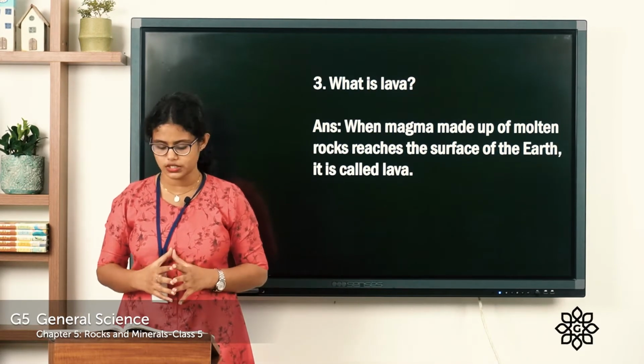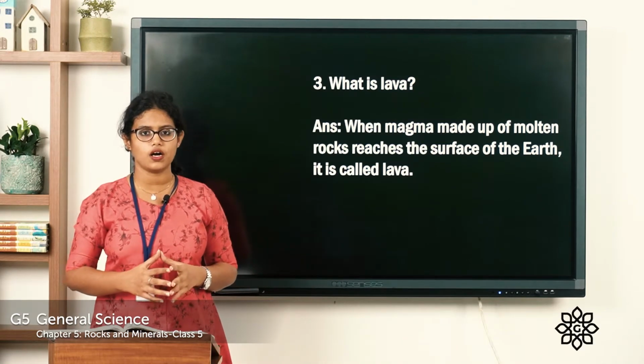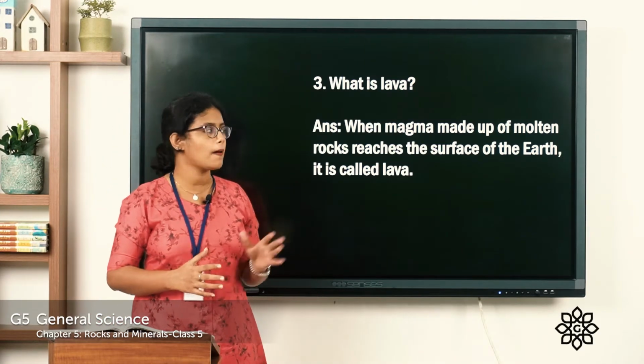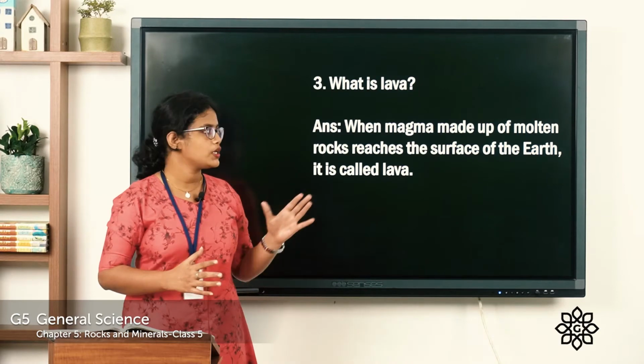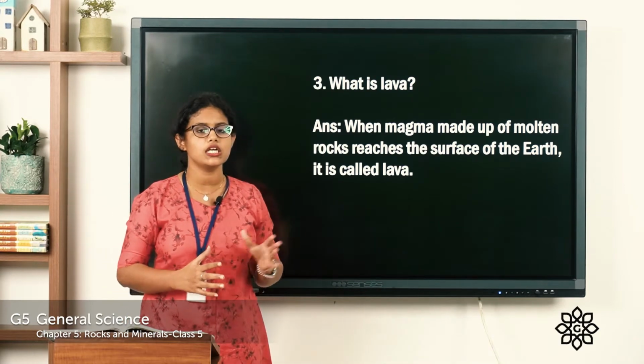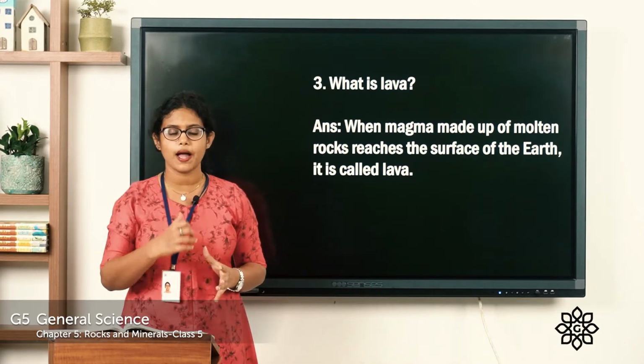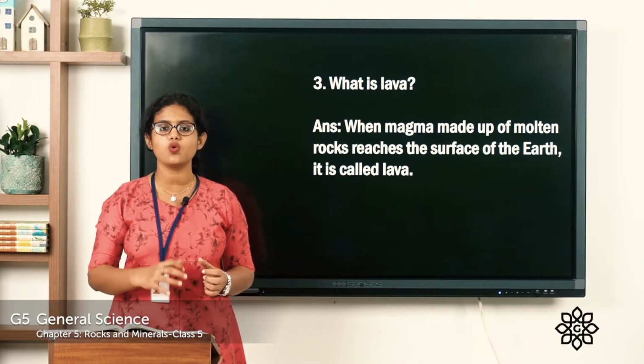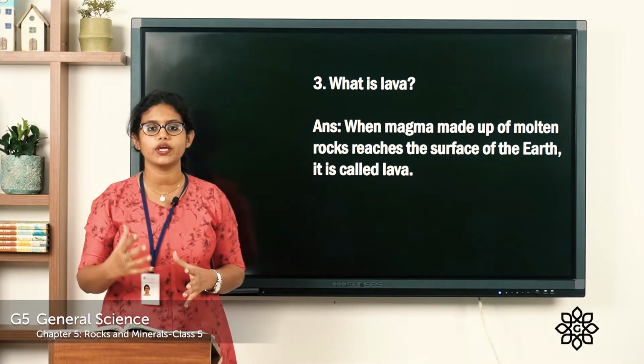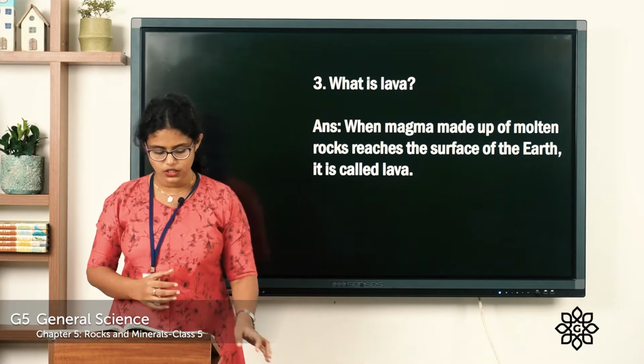Moving to the third question. What is lava? When magma, made up of molten rocks, reaches the surface of the earth, it is called lava. The magma that comes out and flows on to the earth's surface, we call lava.